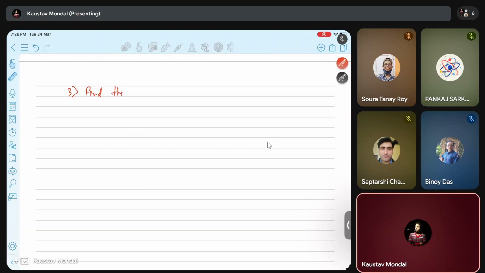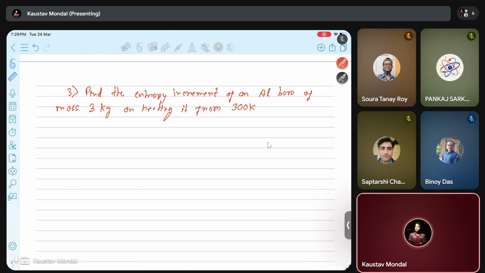Find the entropy increment of an aluminum bar of mass 3 kg on heating it from 300 Kelvin to 600 Kelvin.